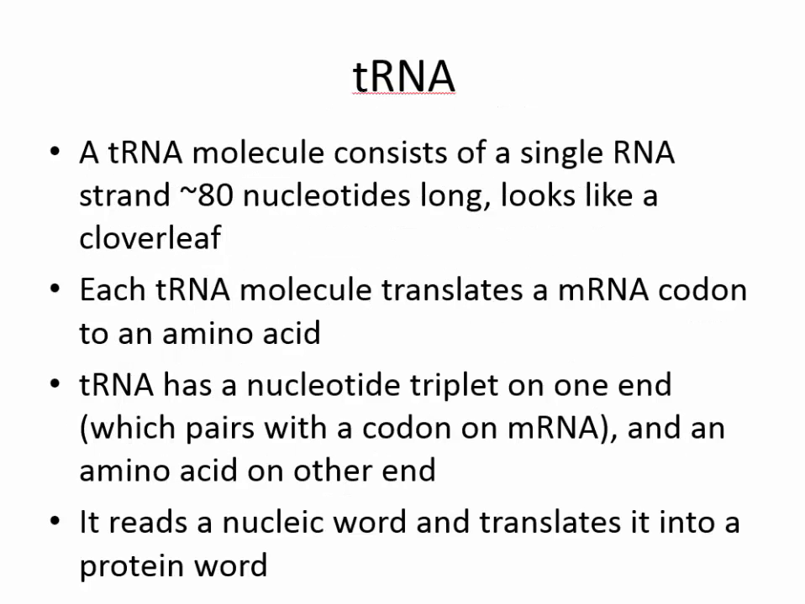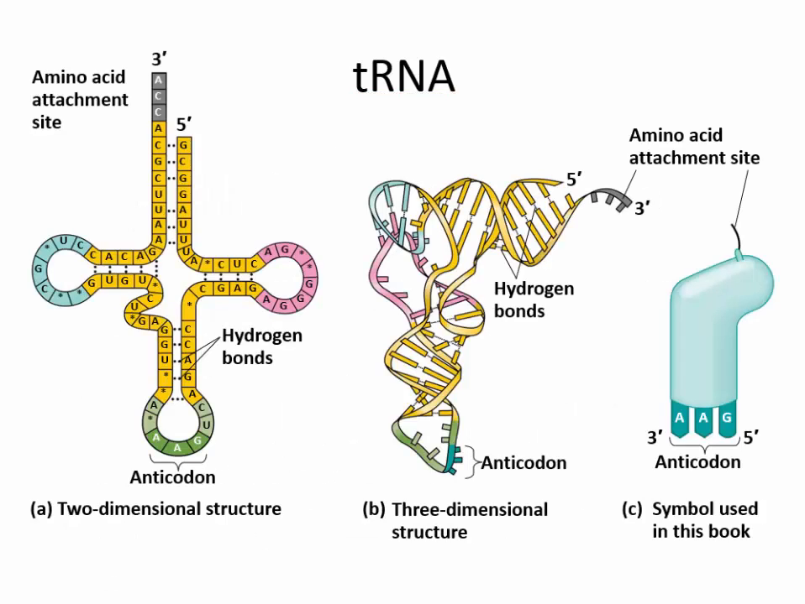A tRNA molecule consists of a single RNA strand, about 80 nucleotides long, and it looks sort of like a clover leaf if you squash it down. Each tRNA molecule translates an mRNA codon to an amino acid. So tRNA has a nucleotide triplet on one end, which pairs with the codon on the messenger RNA, and an amino acid on the other end. It reads a nucleic word and it translates it into a protein word. Kind of cool, no? So here we are.